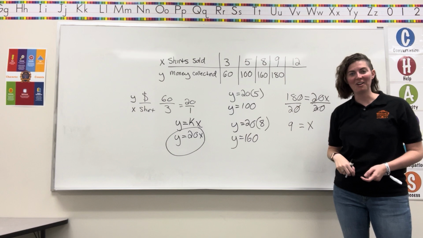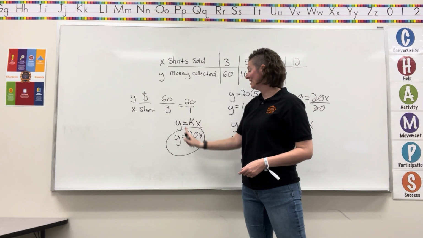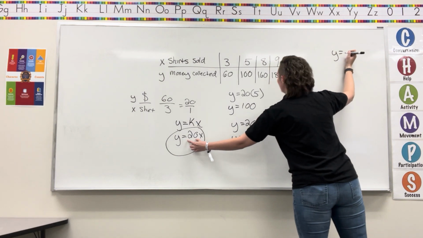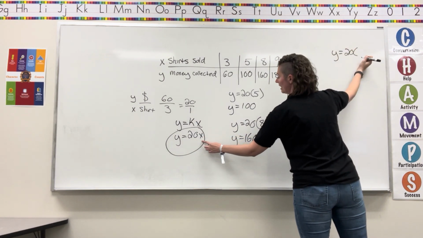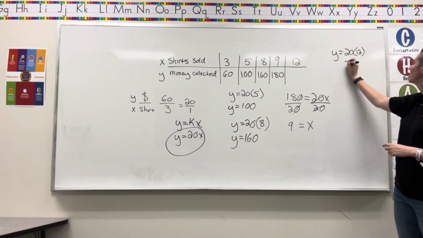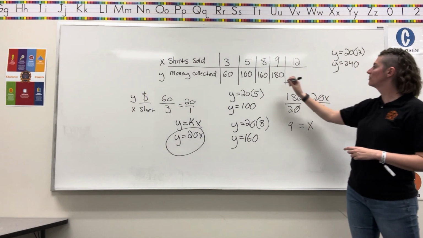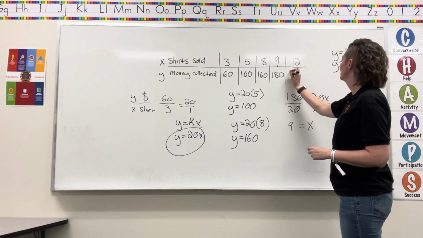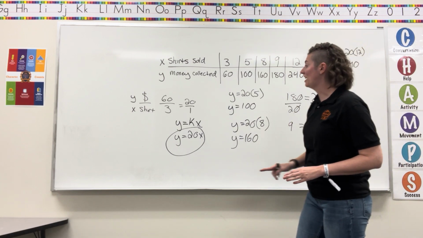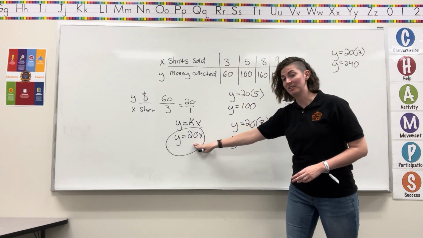Last spot. How much do they earn for 12 shirts? I'm going to plug in 12 for my x into my equation. So y equals 20. And instead of x, I write 12. 12 times 2, that gives me 24. Throw in my 0. Y equals 240. So the amount of money collected, $240.